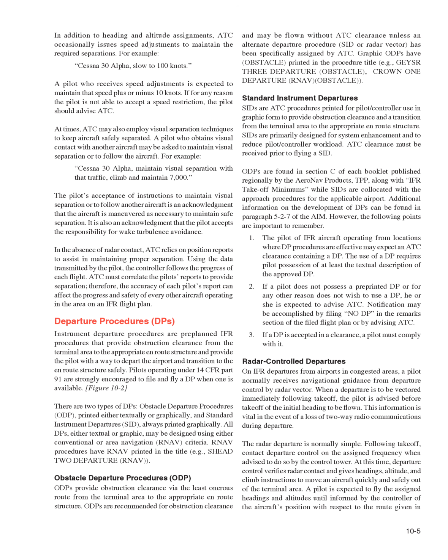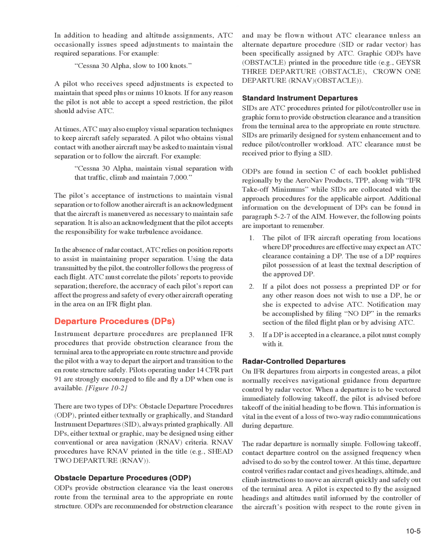In addition to heading and altitude assignments, ATC occasionally issues speed adjustments to maintain the required separations. For example, "Cessna 30 Alpha, slow to 100 knots." A pilot who receives speed adjustments is expected to maintain that speed plus or minus 10 knots. If for any reason the pilot is not able to accept a speed restriction, the pilot should advise ATC.